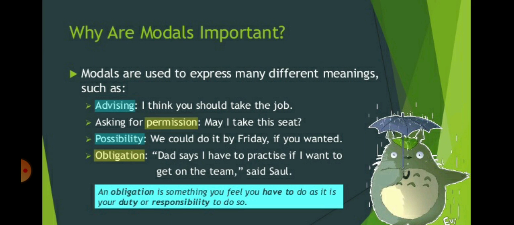Look at the examples of obligation. I have to practice if I want to get on the team, said Saul. It means that is an example of obligation. Obligation means that is mandatory, that is compulsory. You have to do that. Now you can see, an obligation is something you feel you have to do, as it is your duty or responsibility to do so.